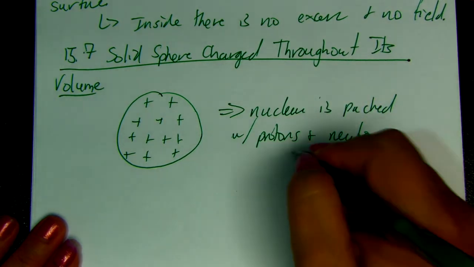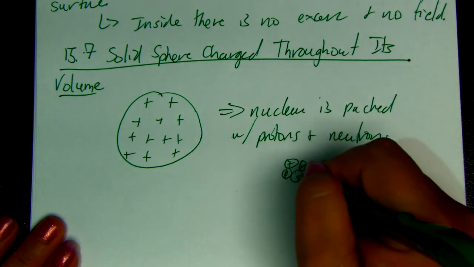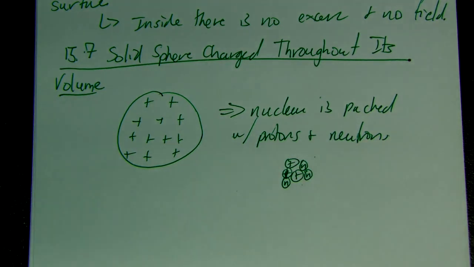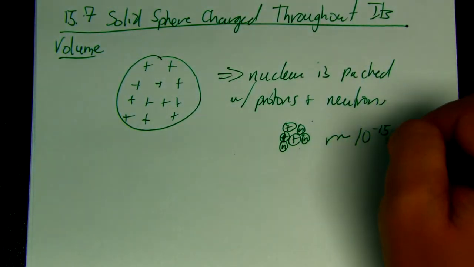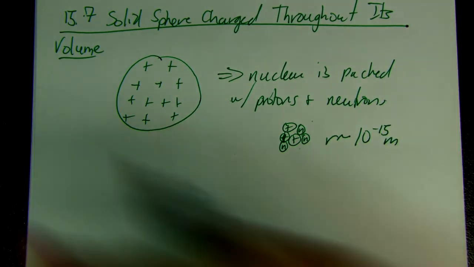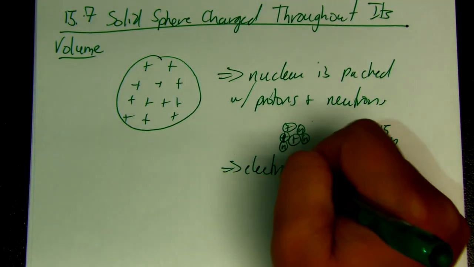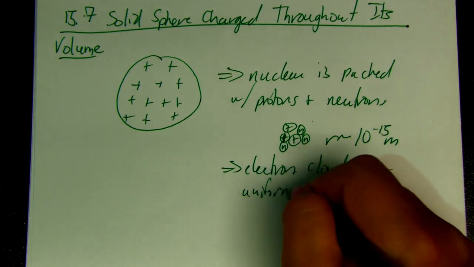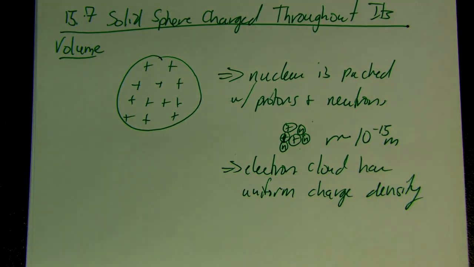So you have a solid sphere of uniform charge, for example, and in this case the radius is 10 to the minus 15 meters. So we've got this uniform charge throughout a sphere. The electron cloud also has uniform charge density. So this is something that exists in nature. You could also synthetically produce it. So let's look at how to analyze this.